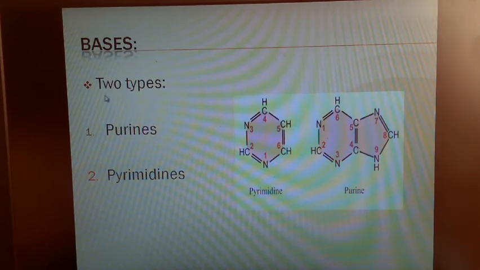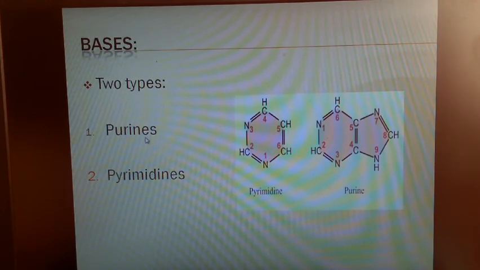Likewise, you can observe the pyrimidine structure. Pyrimidine is a 6-membered ring. The first nitrogen starts from here, so here we have nitrogen. In purine as well as in pyrimidine, nitrogen is the first one.